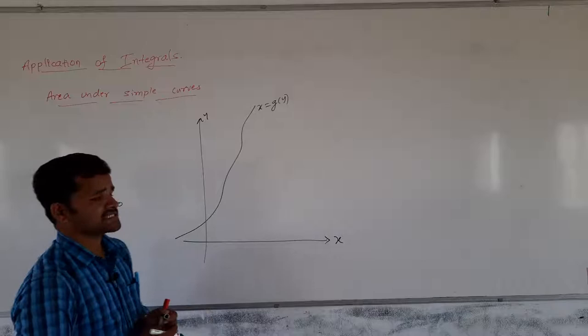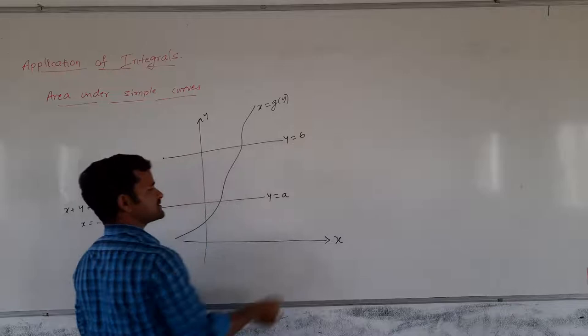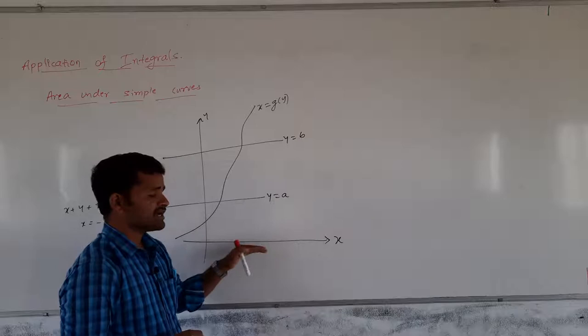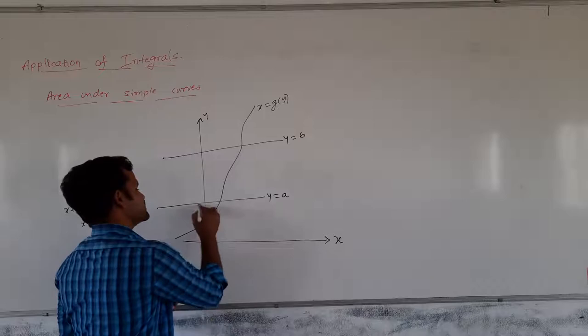And now here, we want to find the area from the line y is equal to a to y is equal to b. What are y is equal to a and y is equal to b? Y is equal to a is a line parallel to the x-axis, or perpendicular to the y-axis, and it is passing through the point 0, a.